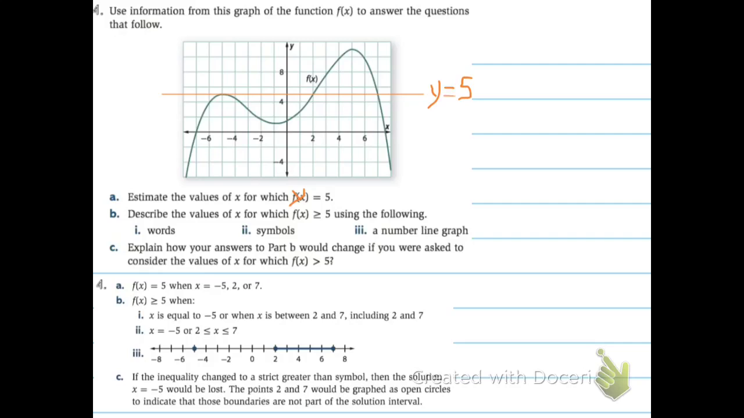Alright, so we can have more than one answer for this, and it looks like we've got an answer here, here, and here on our graph, where the line y equals 5 touches our f of x function. Okay, so that gives us x values of -5, 2, and 7. So our answers for that one, f of x equals 5 when x equals -5, 2, or 7.